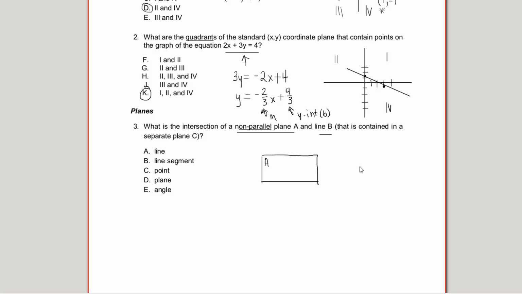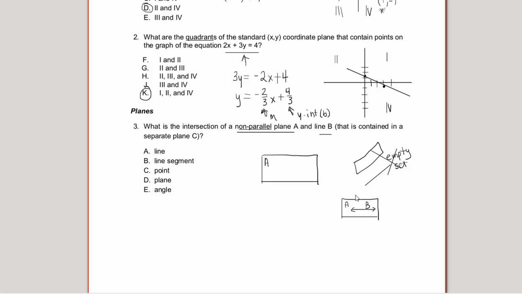If they had been parallel, if you can imagine a plane and a line in the same direction, they would never intersect. So we would have an empty set for our solution. But that's not the case because we know it is non-parallel. And we also are told that line B is in a separate plane C. If it had possibly been in the same plane as A, then the intersection would be the line.